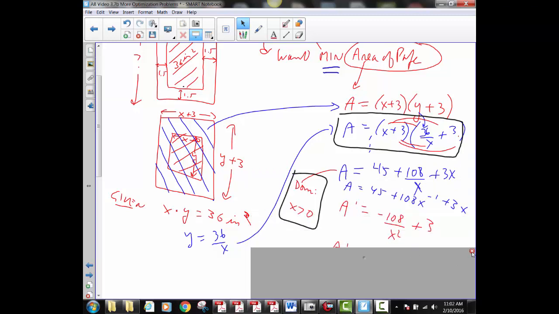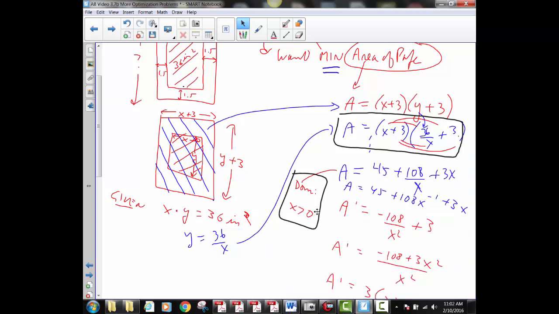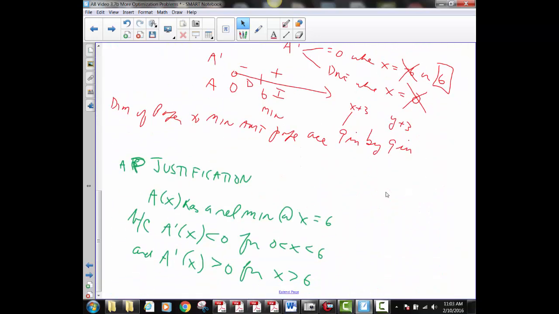The domain here is that x would have to be greater than 0, obviously, and then you just find the derivative, the critical numbers, etc. And keep in mind, for one question on the next test, I will ask you for the actual AP justification, which is kind of reading the number line to me.